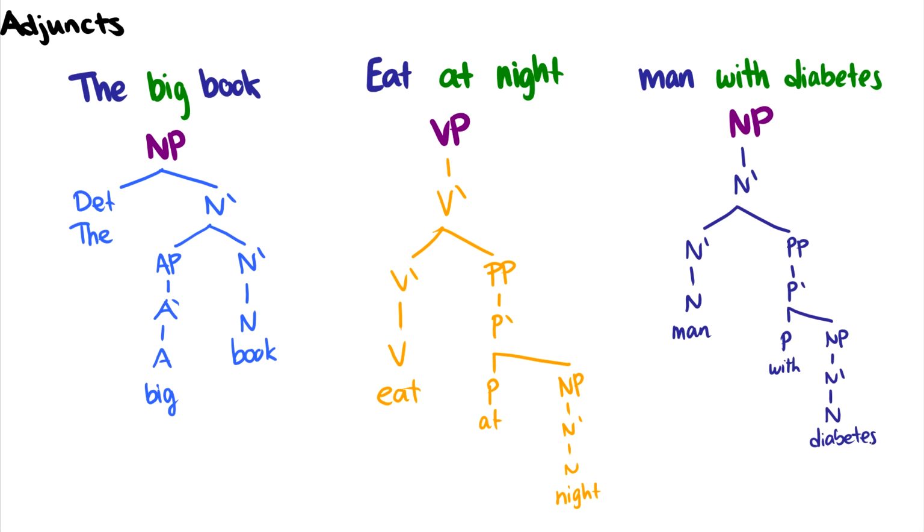Okay, so those are adjuncts. Again, the point is adjunct, sister of a bar, daughter of a bar. Sister of a bar, daughter of a bar. Sister of a bar, daughter of a bar. Those are our adjunct position.